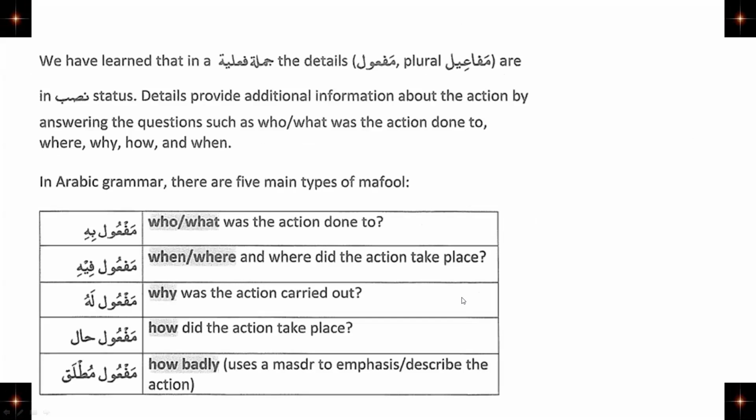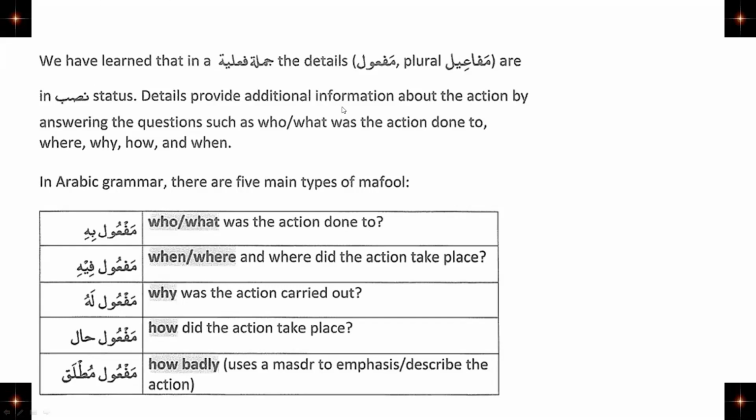And then finally, go and read this on your own. I'm sure you will get it in your book. There are 5 types of maf'ul: maf'ul bihi, maf'ul fihi, maf'ul lahu, maf'ul hal, and maf'ul mutlaq. I'm not going to go through them now, even though we will see their details later, but go and learn that.